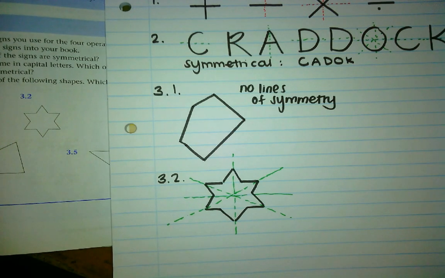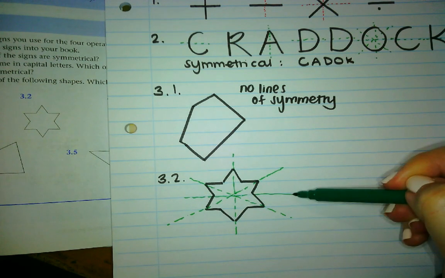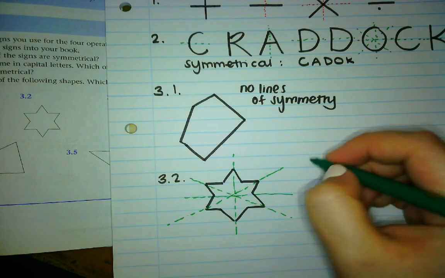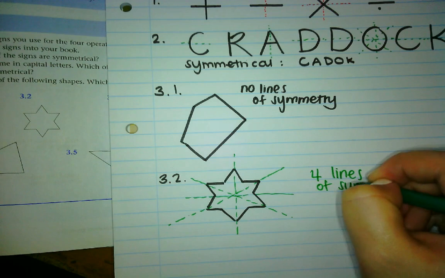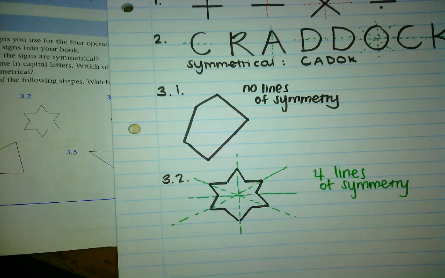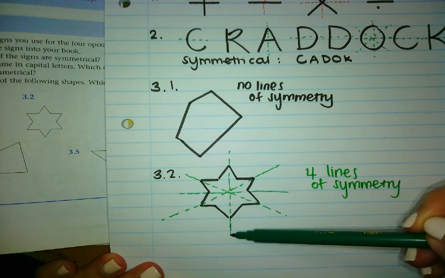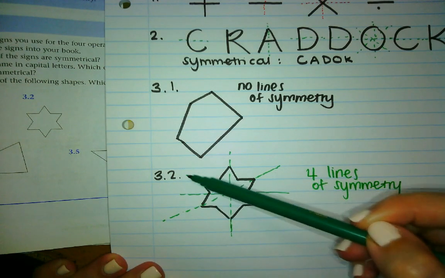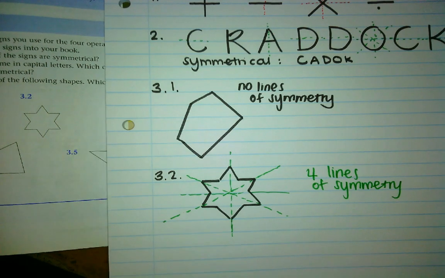Okay, so how many lines of symmetry? 1, 2, 3, 4. Okay, I'll go through it again. 1 down the middle, 2 across, 3 diagonal, 4. Okay, because it's a full line. And then you can do the rest for me.